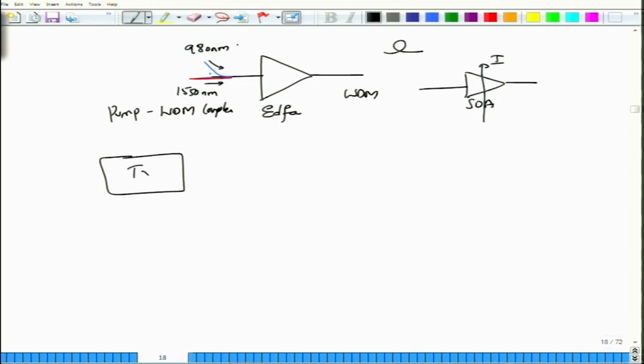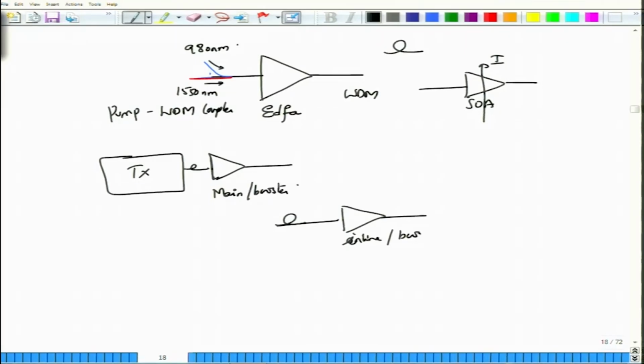So the first way is when you have a transmitter, right at the output of the transmitter you place an erbium doped fiber amplifier. This is called the main amplifier, and it is sometimes called the booster amplifier. Somewhere in between along the fiber you can use what is called the inline amplifier, which will actually compensate for the losses.